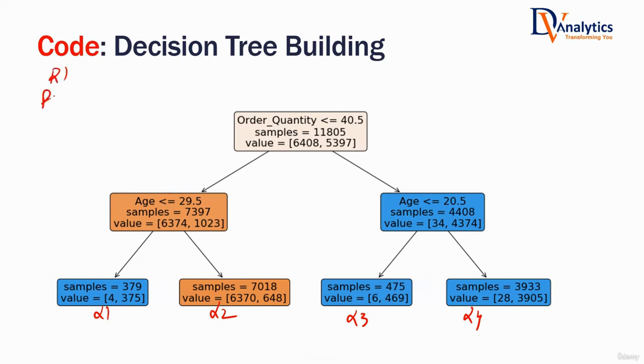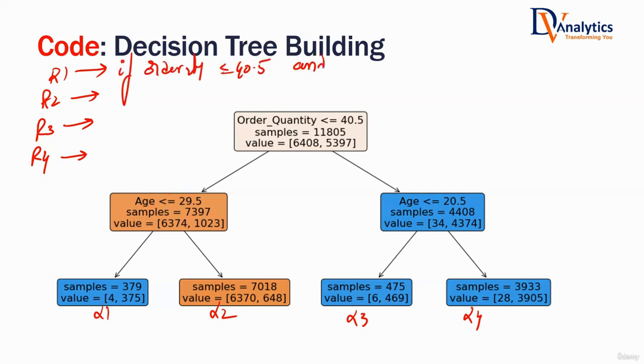You'll be writing 4 rules. These 4 rules put together will be your decision tree model. These are like if-then-else rules. If order quantity is less than or equal to 40.5 and age is less than or equal to 29.5, then the predicted value, if a customer has order quantity less than 40.5 and age less than 29.5, what's the predicted value? Satisfied or dissatisfied? Satisfied, because most of them will be satisfied.